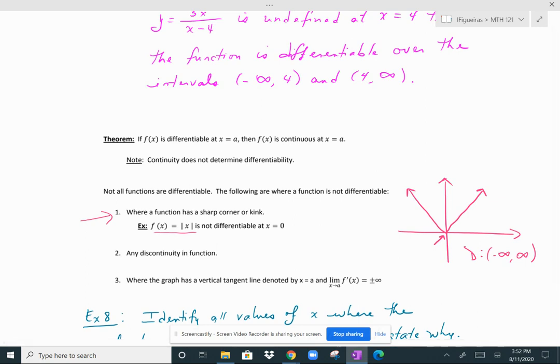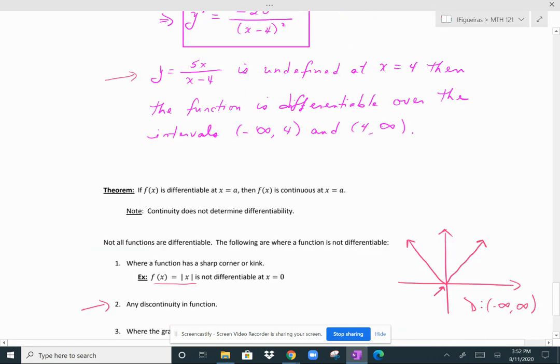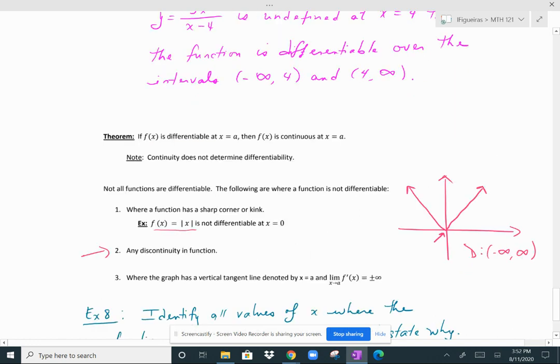So for the function absolute value of x, the derivative exists everywhere except at the corner, which is 0. It would also not be differentiable at any discontinuity, which was the example that we did above. It's not continuous at 4, because the function doesn't exist there, and therefore the derivative does not exist.